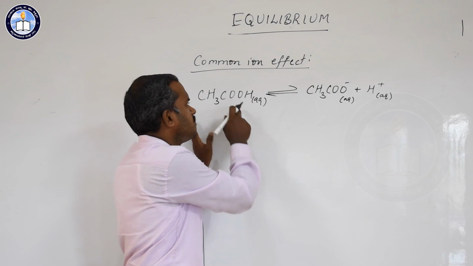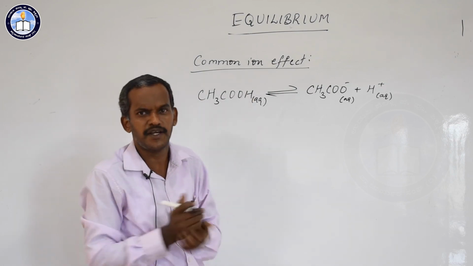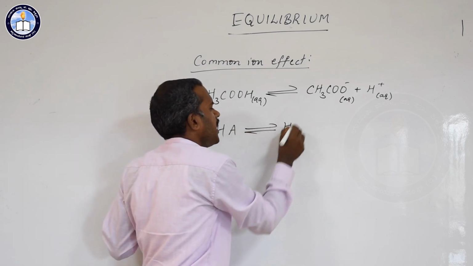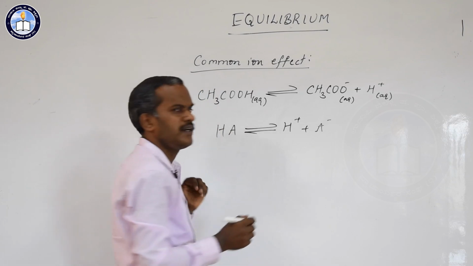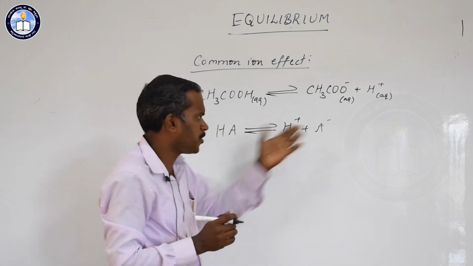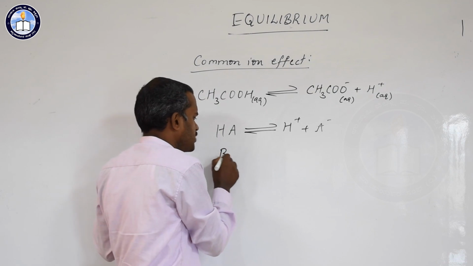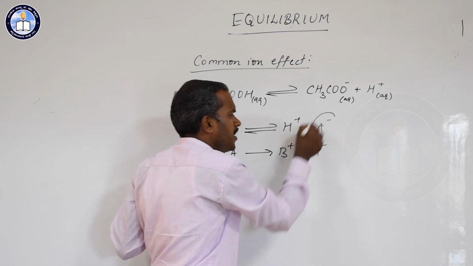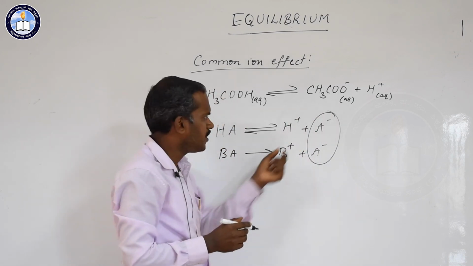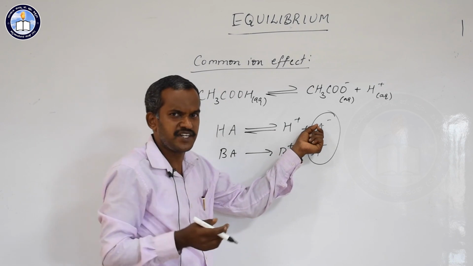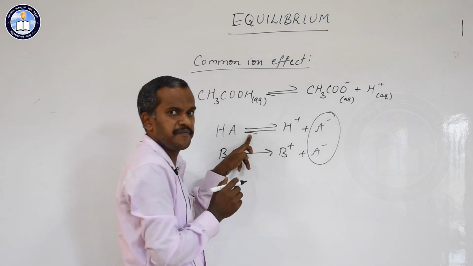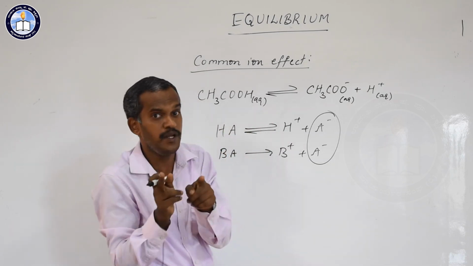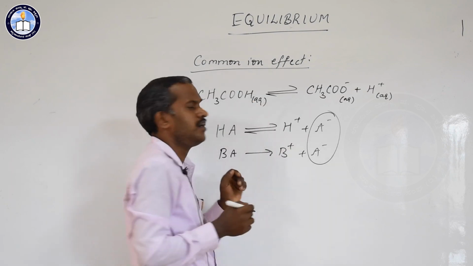Are you clear? So this is one example. You can take up any other example also. If I take HA, a weak acid, it dissociates forming H plus and A minus. Now if I add some other substance which will produce A minus, for example a strong salt BA, it will form B plus and A minus. Now the common ion is this A minus. As soon as the concentration of A minus is increased, the equilibrium is affected. So there is a shift of equilibrium in the first reaction, and that is called the common ion effect.